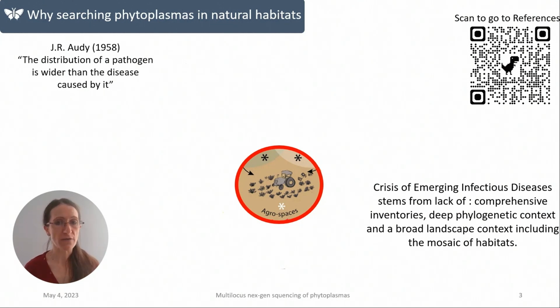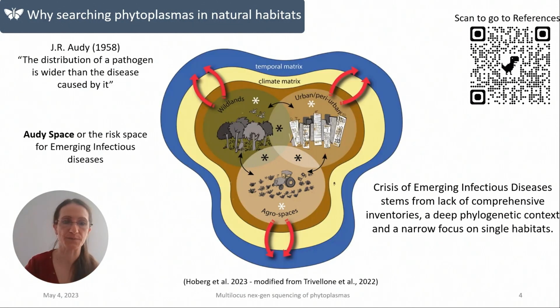The crisis of emerging infectious diseases stems from at least the lack of three things: comprehensive inventories, deep phylogenetic context, and last but not least, a broad landscape context, including the mosaic of habitats. We know that focusing on agro-ecosystems does not provide the whole information we need to assess the risk of emerging plant diseases. And we also know that prediction is much less expensive than reaction to the crisis, and it is a matter of national concern.